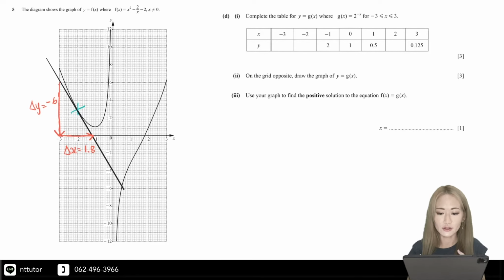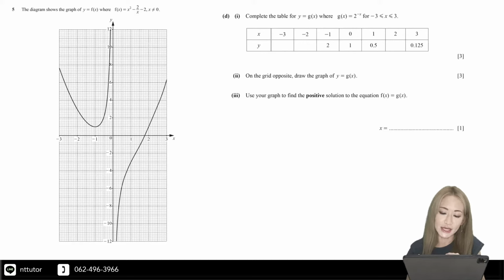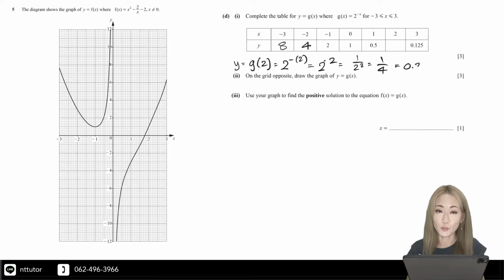D. 1. Complete the table for y equals g(x), where g(x) is equal to 2 to the power of minus x, for x from minus 3 to 3. To complete the table, we just need to substitute the x values into the function for the missing spots. The first one is minus 3. So y equals g(minus 3), substitute x of minus 3, and that equals 8. We can do the same for minus 2: substitute the x in the function with minus 2 to get 2 to the power of 2, which equals 4. The other missing one is 2, so substitute x with 2, so that's 2 to the power of minus 2, which equals 1 over 4, or 0.25.